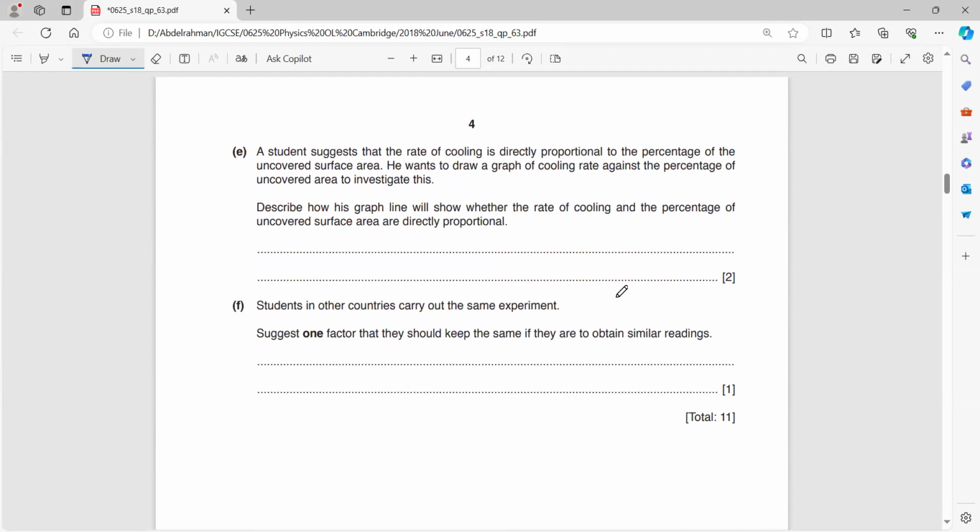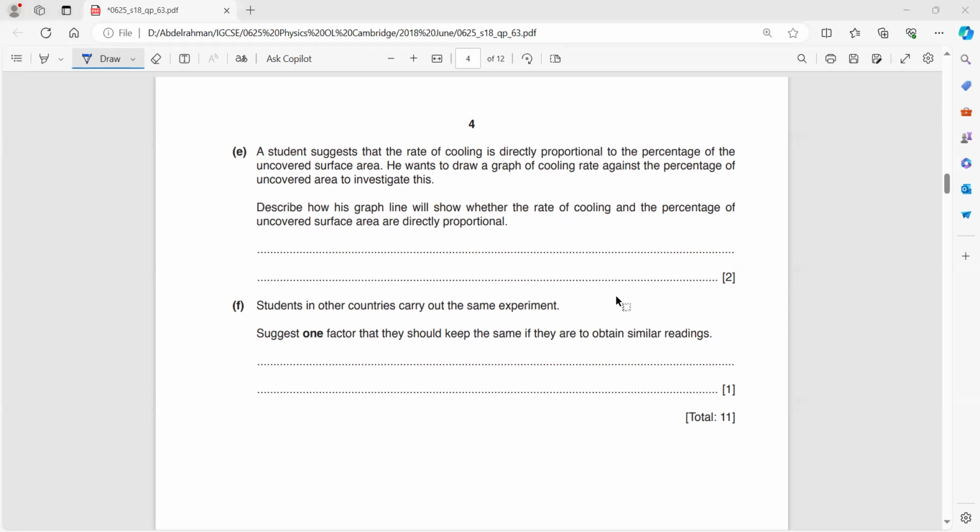A student suggests that the rate of cooling is directly proportional to the percentage of uncovered surface area. He wants to draw the graph of cooling rate against the percentage of uncovered area. To investigate this, describe how this graph line will show whether the rate of cooling and the percentage of uncovered surface area are directly proportional. I want to see how this graph will show whether it is directly proportional or not.